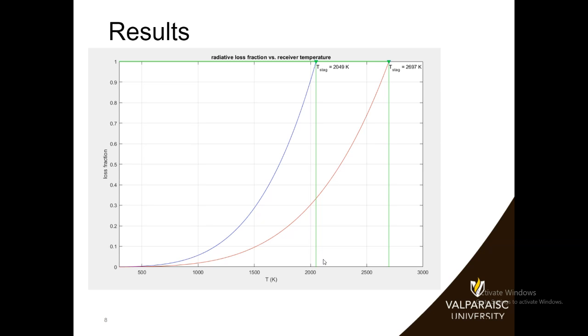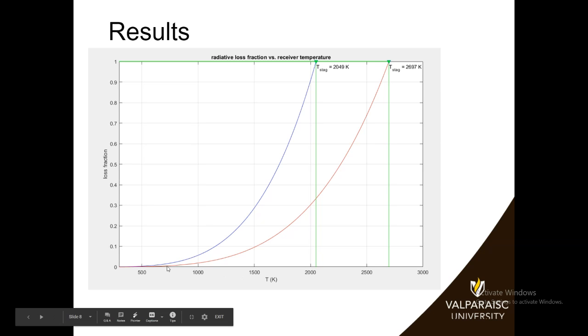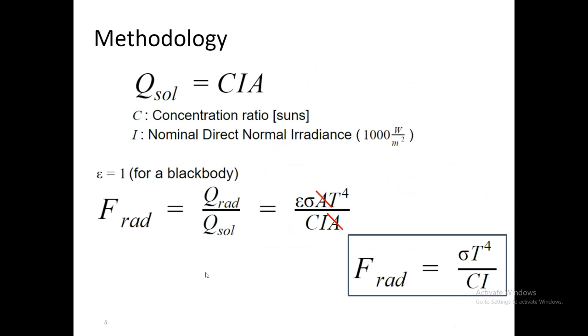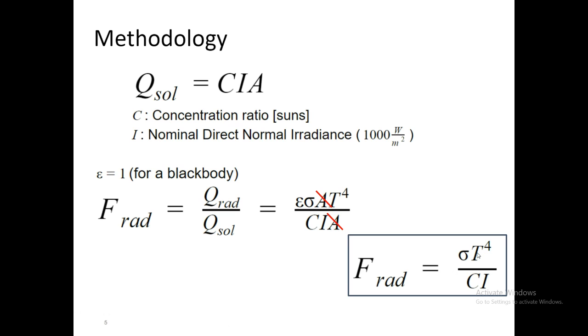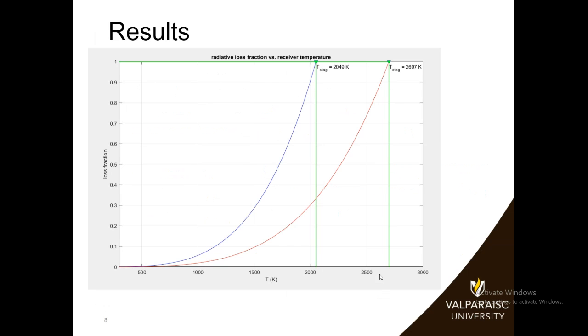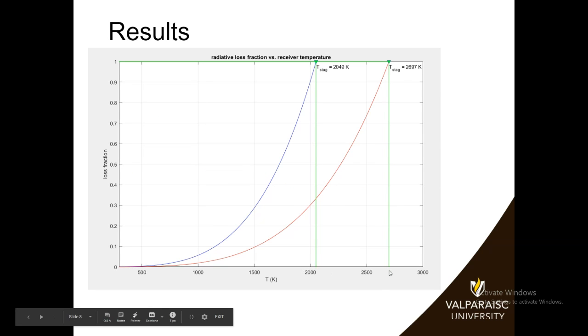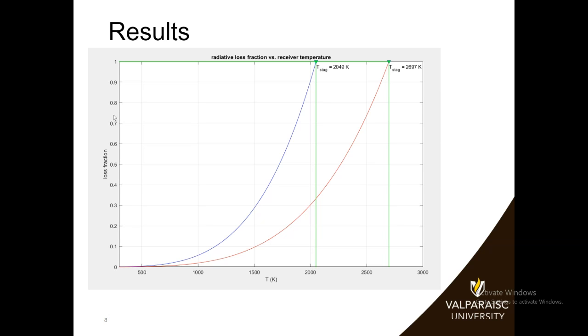It's important to note the scales used in this problem. Notice that this equation doesn't have any limits on the x-axis scale and the y-axis scale. The x-axis scale being the temperature scale and the y-axis scale being the FRAD scale. So technically, the temperature scale could go up to infinity and the loss fraction scale could also go up to infinity. However, we're not interested in that.